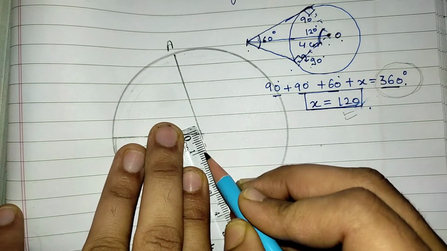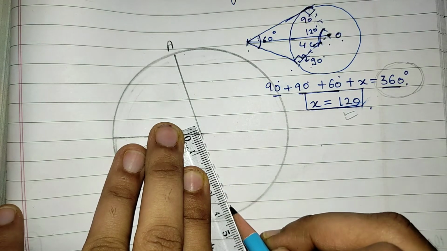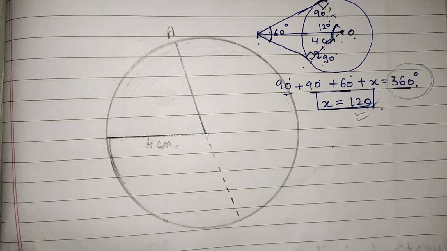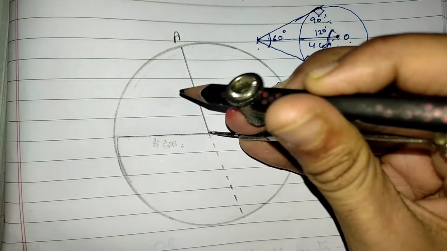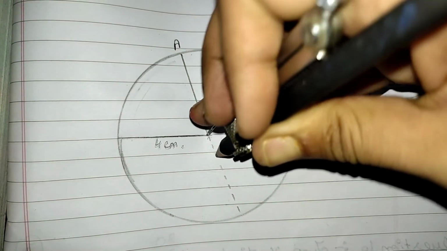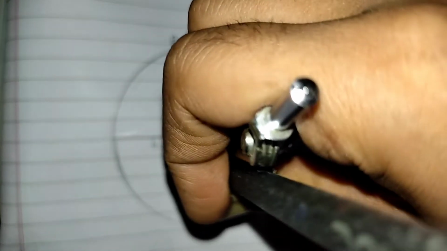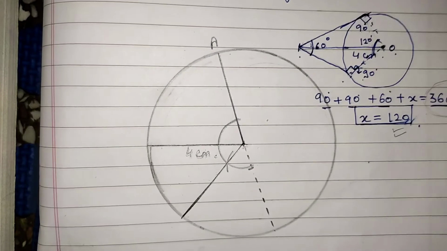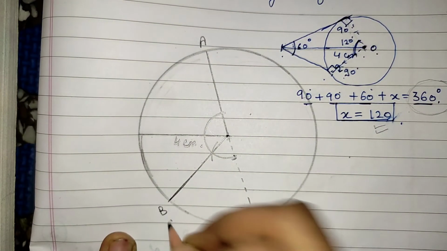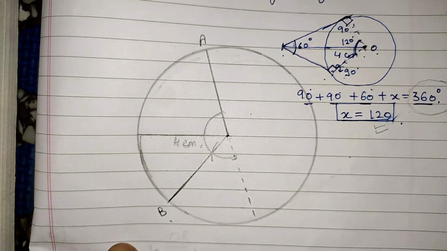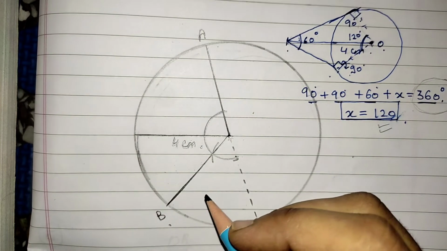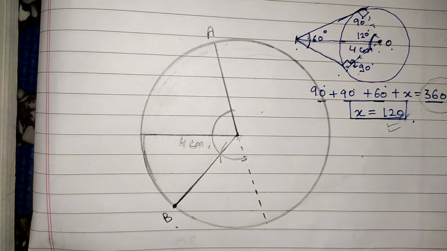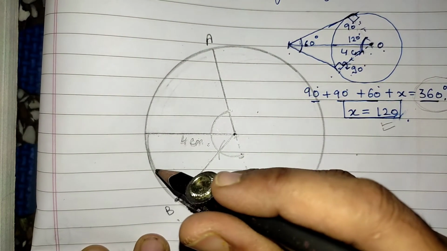Now we know that both the radii are inclined at an angle of 120 degrees. So that means I have to draw an angle of 120 degrees at the center. This will be my angle of 120 degrees between the two radii. Let us suppose this is intersecting the circle at point B.